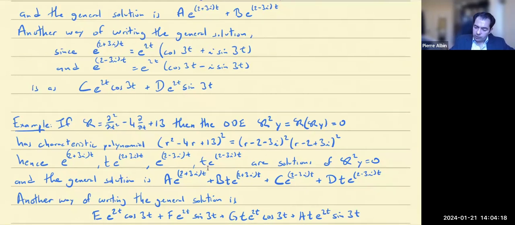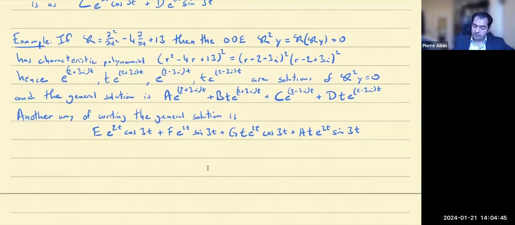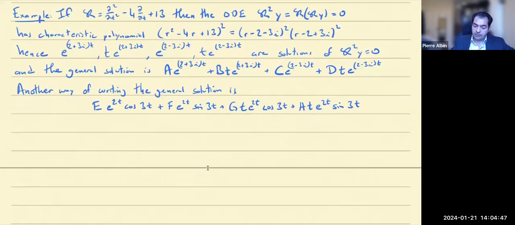Okay, so that's what happens if you have repeated complex roots. On the one hand, you can treat them just like you would repeated real roots, right? The general solution is just this. But then if you have conjugate complex roots, then you can always switch from using complex exponentials to using sines and cosines. Okay.